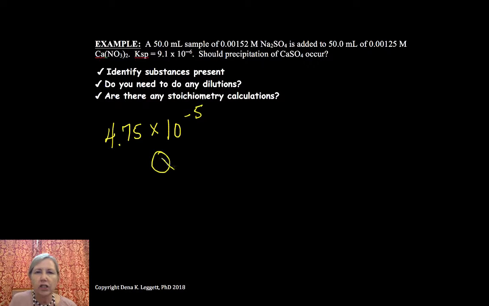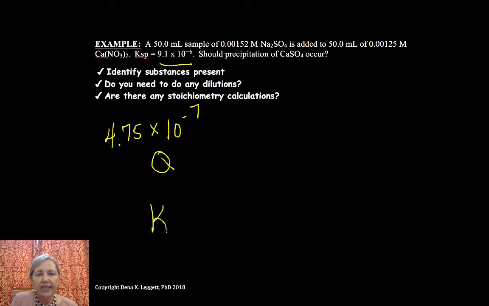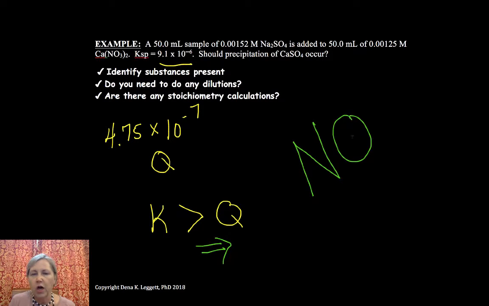Okay, so this is Q. My K is to the minus 7th. So that's Q. If I compare it to K, I find that K is larger than Q. So the drive is to stay on the product side. So the answer would be no. This does not cause precipitation.